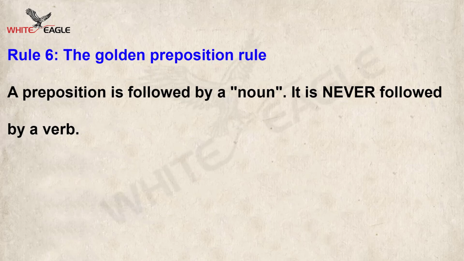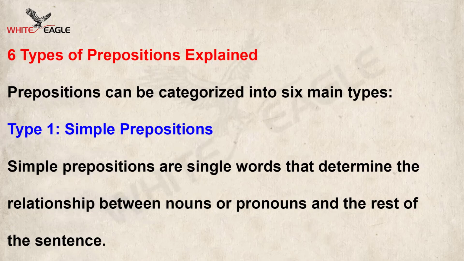Rule 6, the golden preposition rule. A preposition is followed by a noun. It is never followed by a verb. 6 types of prepositions explained. Prepositions can be categorized into 6 main types.